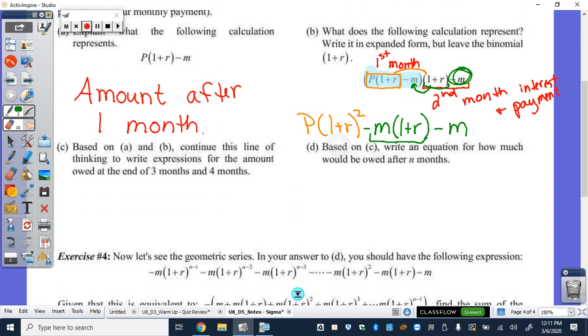So then if we were to continue this formula, so this is your formula to figure out your second month. If we were to continue that to figure out the third month, the P times 1 plus R would then go to the third power because it's now the third month, so you'd have to multiply the principal times the rate a third time. This payment here again, which was from the first month, when I get to the third one, is now 2 months ago. So it'd be squared now.